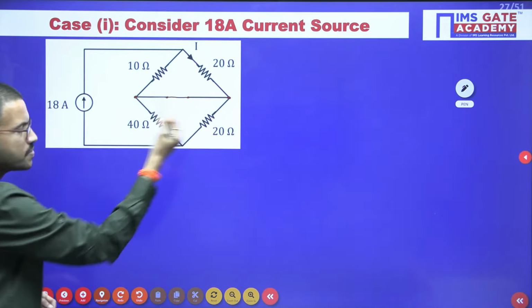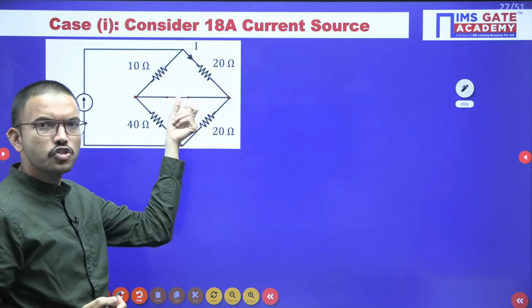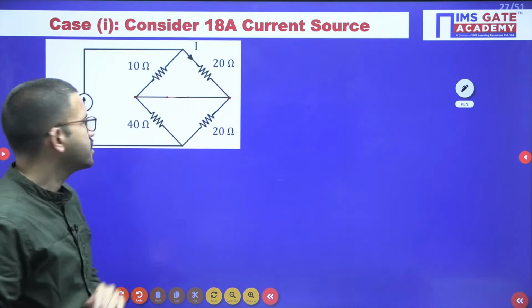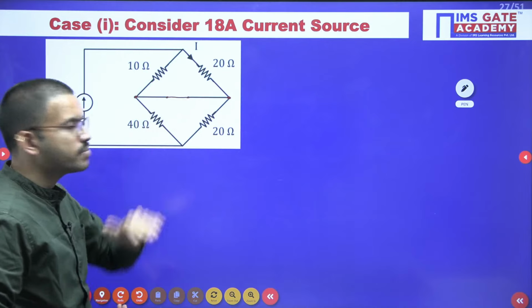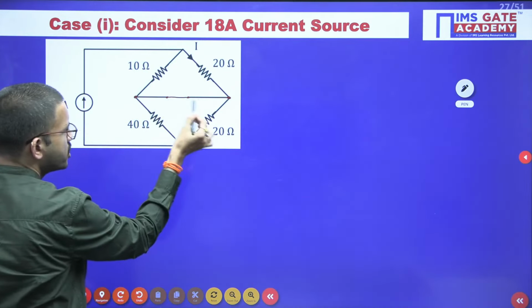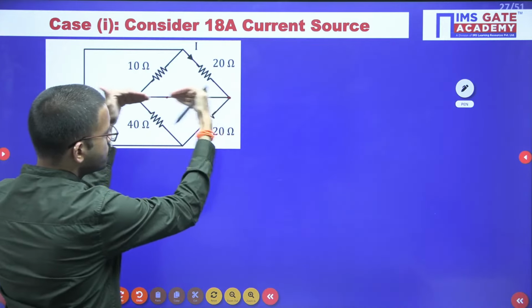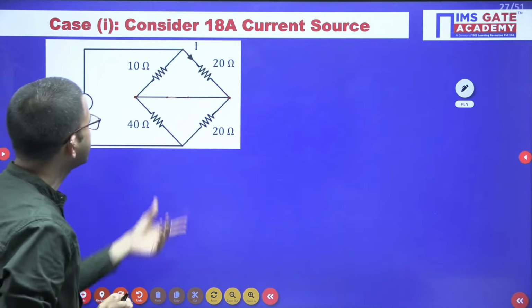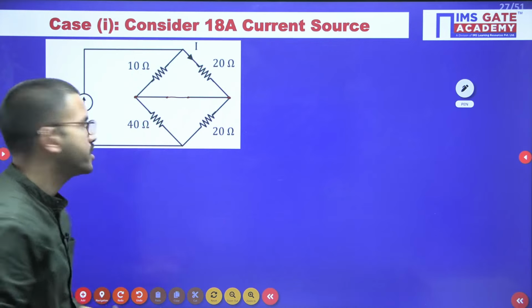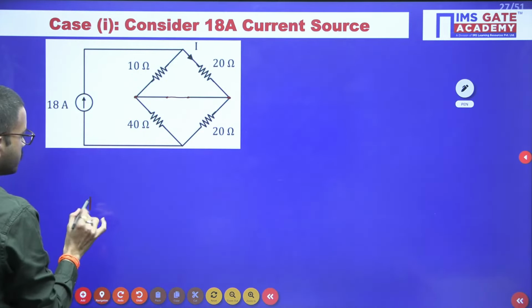This point, both are the same. The moment these two points are the same, these two nodes are the same, how are the 10 ohm and 20 ohm connected? And similarly, how are the 40 ohm and 20 ohm connected? All of you please give it a try. The moment I have made the voltage source a short circuit, all these nodes become the same. Because of that, how are the 10 ohm and 20 ohm connected, and similarly the 40 and 20? Meanwhile, I will draw the circuit diagram.